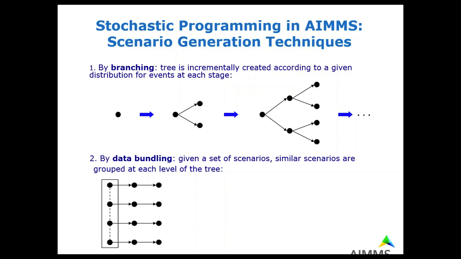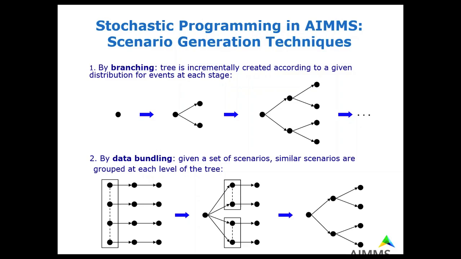And then if we have a set of such scenarios, we would like to create a tree such that the data is, let's say, non-anticipative. So in the root we only know the data that is available in the root, and then the data in the next stages have to be made the same, because the decisions at each stage only take into account the data that is available in that stage and in the previous stages, but not the data from the future.